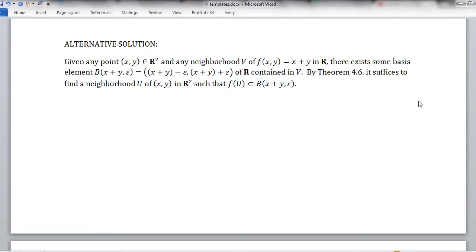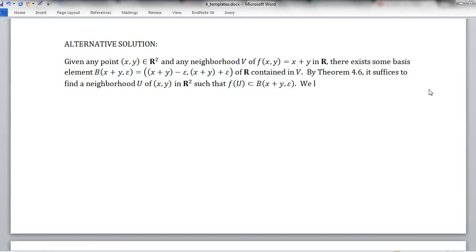Okay. And the reason that suffices is because if f of U is contained in this ball, then it's also contained in V, which is what we need to show by theorem 4.6. Okay, so we've got to find U. And it's going to be a neighborhood in R2. So how about we look for an open rectangle, right, a basis element for the topology on R2.